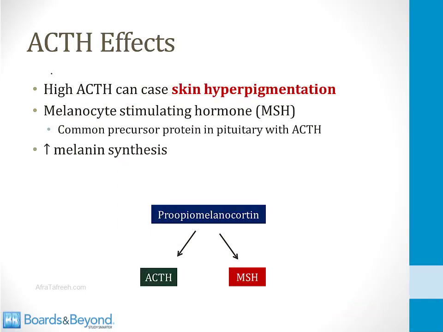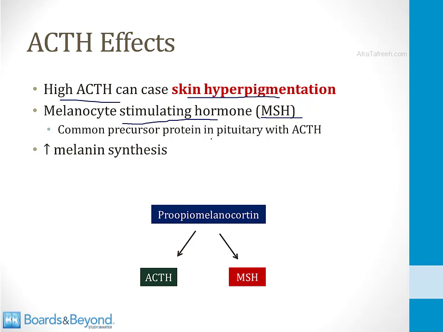Let me briefly mention the effects of high levels of ACTH in the adrenal hyperplasias. The main effect of ACTH in adrenal hyperplasias is to stimulate the adrenal gland. However, high levels can also sometimes cause darkening of the skin or skin hyperpigmentation. The reason for this has to do with a hormone called melanocyte-stimulating hormone, or MSH.